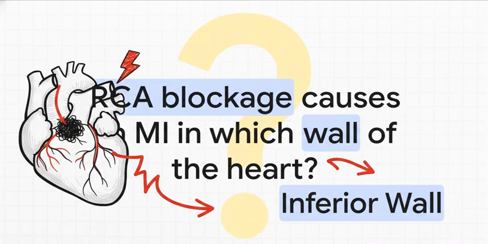Okay, last one for our drill. A blockage in the right coronary artery, the RCA, would most likely cause a heart attack in which wall of the heart? Think about it. The answer is the inferior wall. RCA and inferior MI are a pair that you have got to know cold.